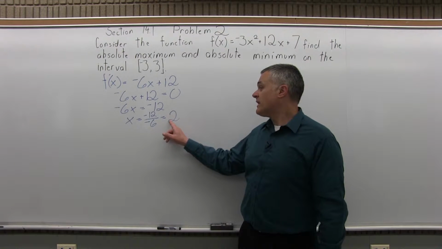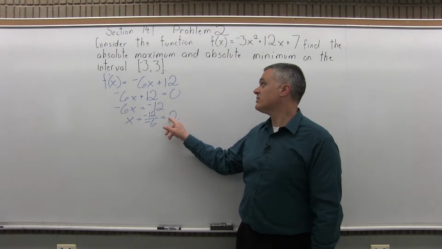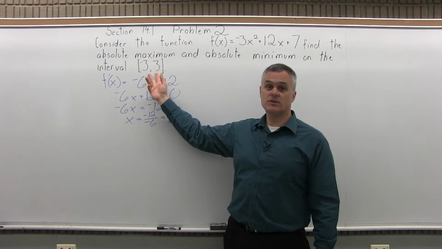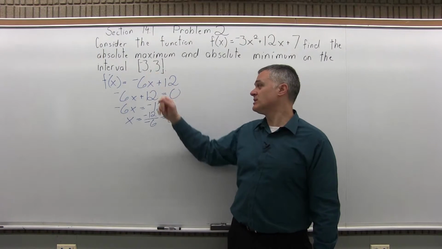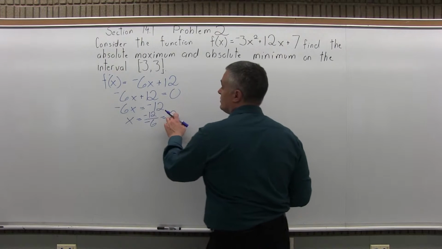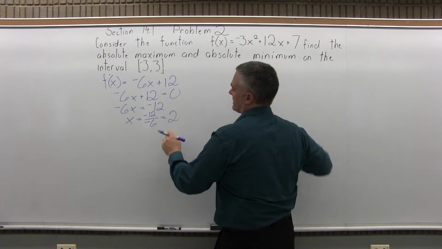Step 4, find the height for any answers from step 3, any critical points that are within the given interval. So positive 2 is completely within the given interval. It's between negative 3 and positive 3. So let's find the height for this. To find the height for 2, again, 2 is an x value. We want to find the y value that goes with it. We plug it into f of x.